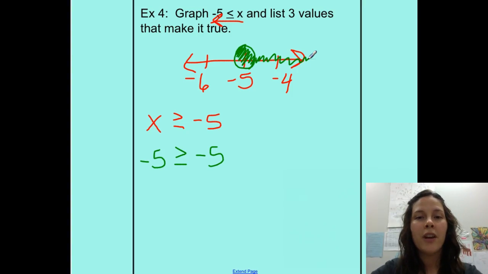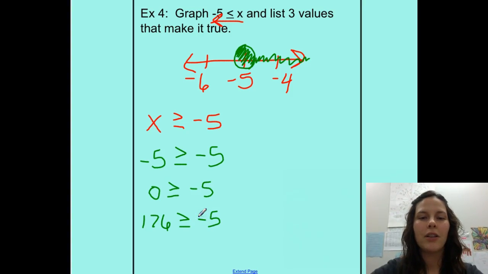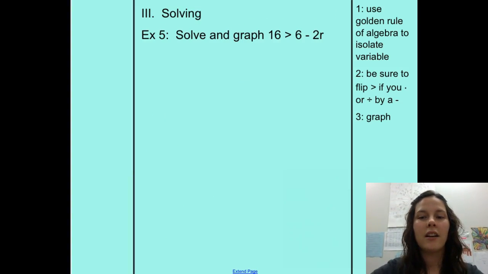So, 2 other values that will make this true. If x equals 0, 0 is greater than or equal to -5. And if x is 176, that is greater than or equal to -5. So again, the 3 values I'm listing to make the inequality true are these that I substituted in for x. Finally, let's take a look at solving.